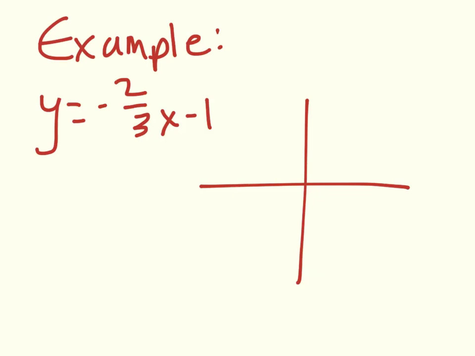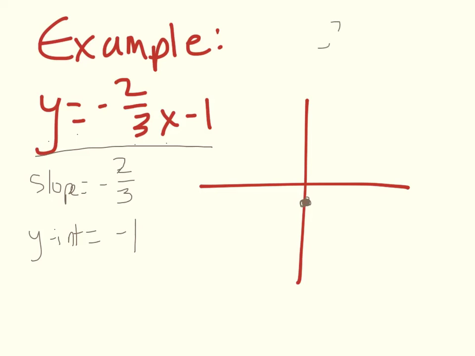So let's look at this first example. Y equals -2/3 x minus 1. So first thing, make sure it's in slope-intercept form. And it is. Y equals mx plus b. Now I want to figure out, okay, my slope is -2/3. And my y-intercept is -1. So the first thing I'm going to do is plot that point at -1 on my y-axis. And then I'm going to count my slope. Now it's a negative slope, so I can either count it as -2 over 3 or 2 over -3.